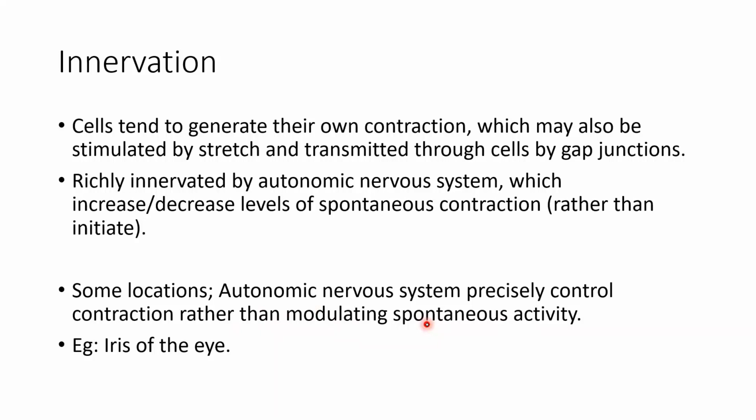So an example for this is the iris of the eye. So the pupil of the eye becomes smaller or larger by the autonomic nervous system. This happens according to the nervous system, not because of spontaneous contraction. But in the gut and glands, those areas, there is spontaneous contraction.